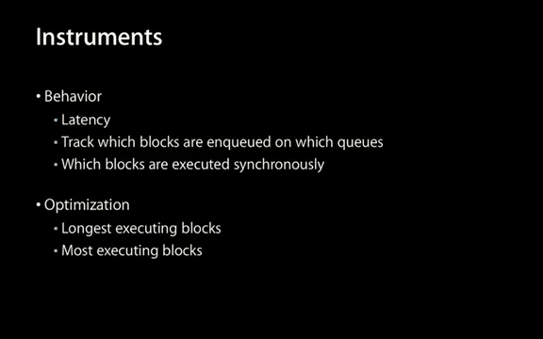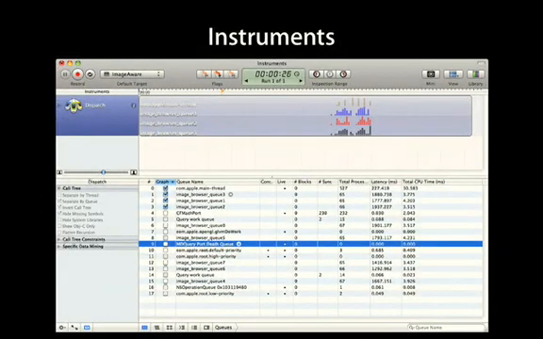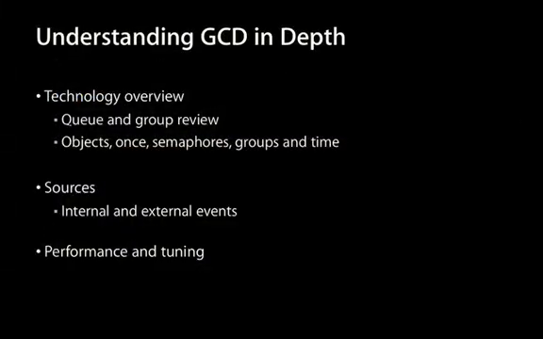Finally, it can help you do optimization. You can look for the longest running blocks, which are opportunities to rechunk and make some smaller, more discrete work. And you can look for the most executing blocks at the opposite end of the spectrum and consider reconsolidating. So here's an example of one of the views they have available. This is, I believe, the Q-centric view, where it's tracking statistics: the number of syncs, number of blocks, the latency, total CPU time. But I'd strongly encourage you to go to the Instruments session to really see such a powerful tool in detail. So that's understanding GCD in depth.